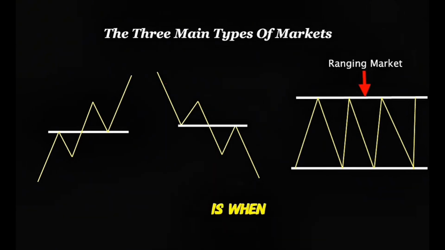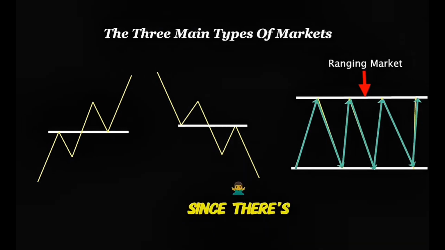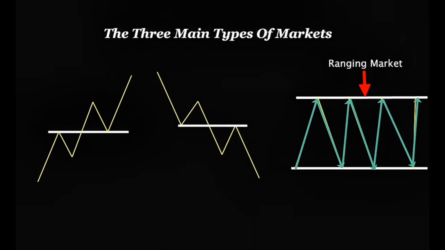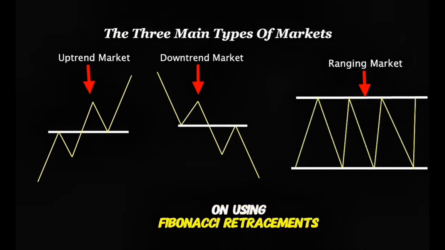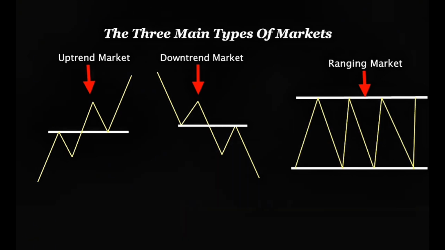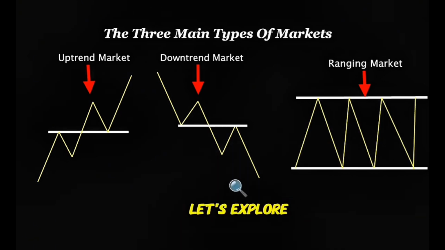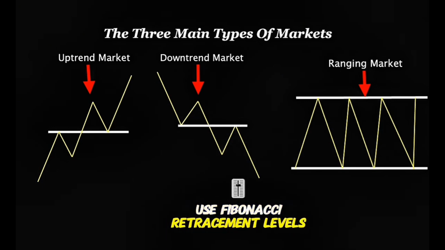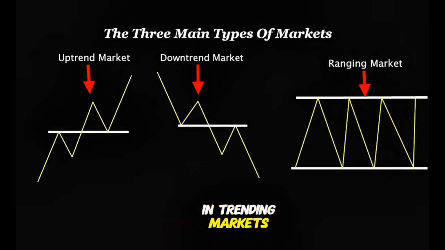A range-bound market is when neither buyers nor sellers are in control, causing prices to move sideways. This type of market can make Fibonacci retracement levels less reliable since there's no clear trend. For now, we'll focus on using Fibonacci retracements only in trending markets, where they're most effective. With that foundation, let's explore how to use Fibonacci retracement levels to find entry points in trending markets.